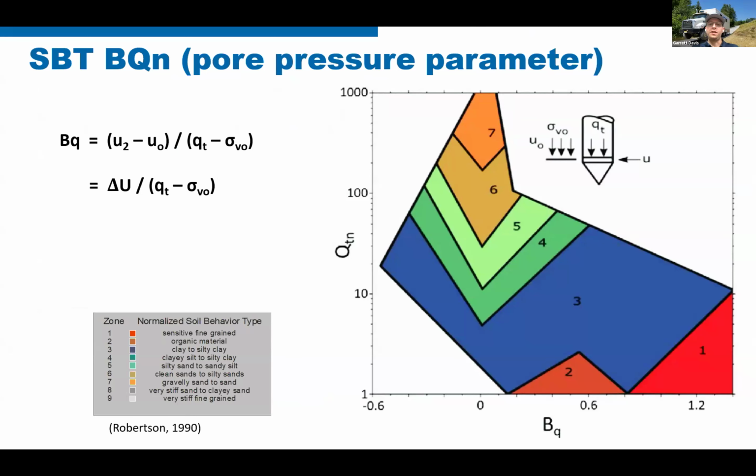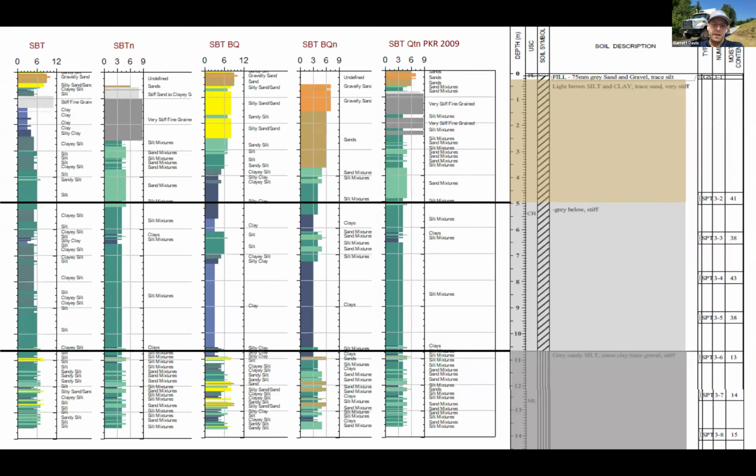Another example of an SPT chart is this BQ chart. It uses pore pressure and tip resistance, unlike the previous charts that use the friction ratio or sleeve stresses. This chart is useful for refining soil classification beyond the tip resistance and friction ratio, and does a better job at classifying clay soils with excess pore pressure. As we can see back here, the non-BQ charts are classifying this middle layer as primarily silts and mixtures, and the BQ charts pick out those clays a lot better.